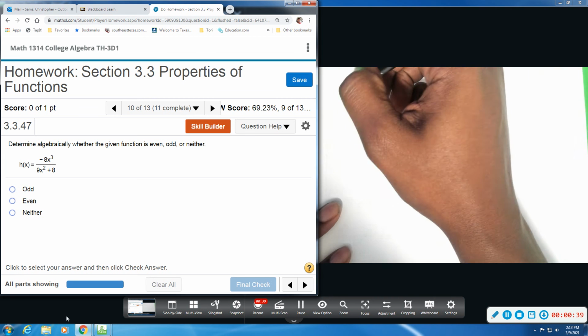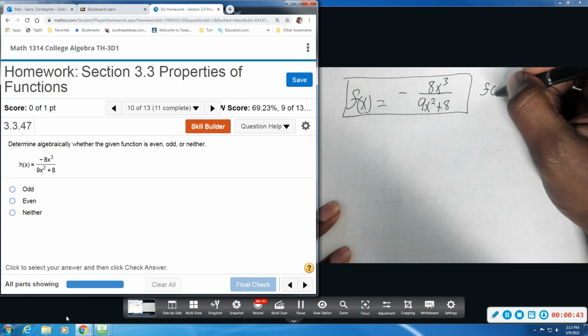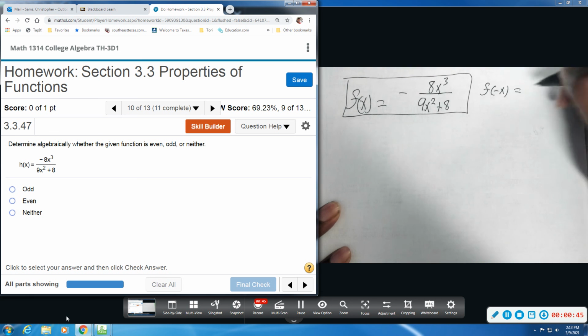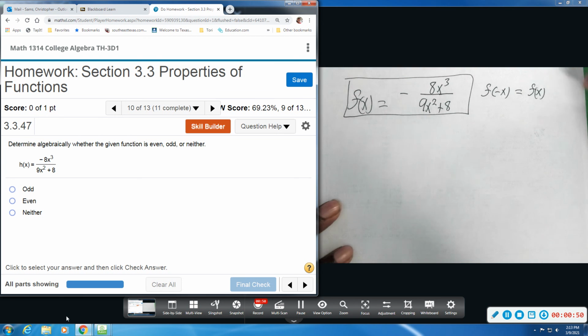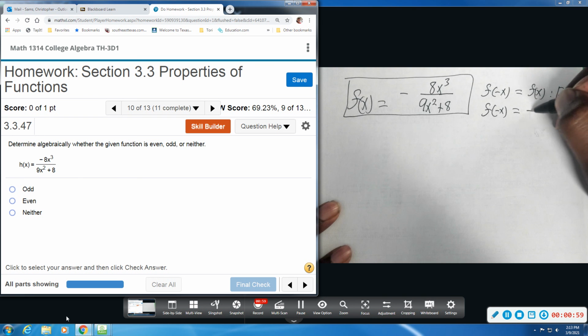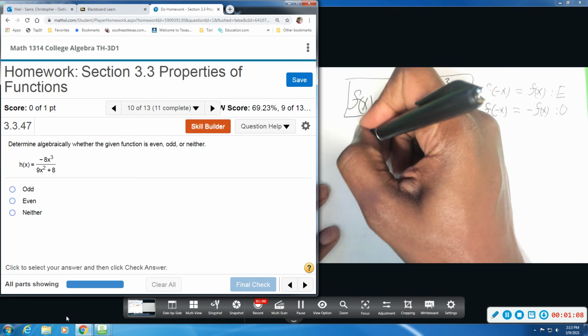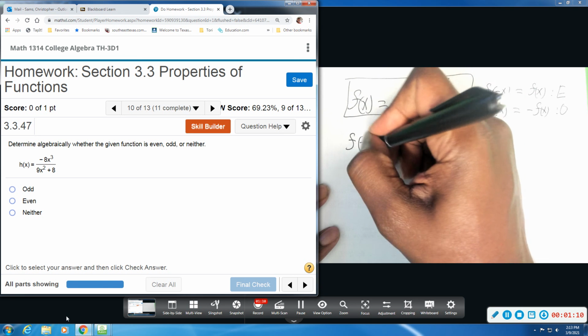All right, so this is our original. We're going to compare this. Remember, f of negative x to see if that is equal to f of x. And if so, it is even. That's the definition of even. And then we're going to be comparing f of negative x to negative f of x. And that is the definition for odd. Okay, so first we're going to do f of negative x.